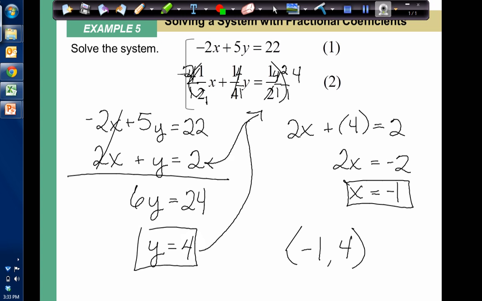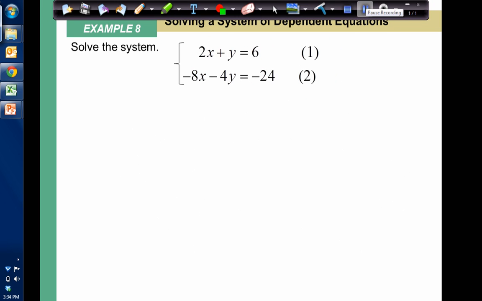Done. Great. Okay, I also wanted to show you, secondly, an example of solving a system of dependent equations. So I don't know if you remember from earlier, but dependent equations are when the 2 equations are really the same equation. So when you go to graph it, you're going to get one line on top of the other line. And a lot of times when you start, you don't know that they're dependent. In this case, we already know they're dependent, but let me show you what happens.